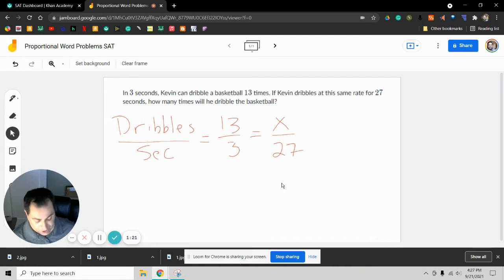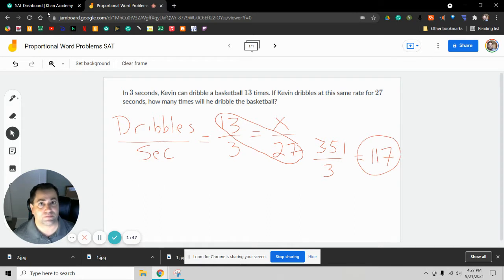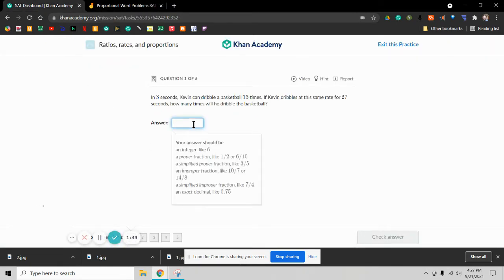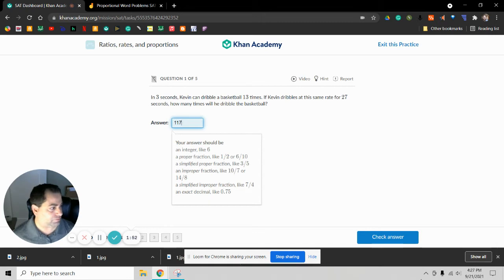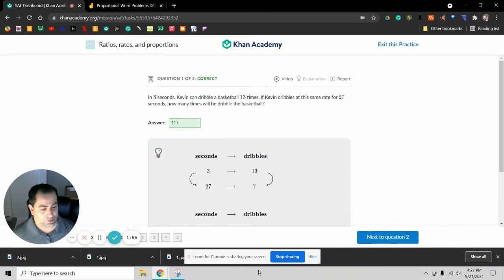So we set up our proportion. We're going to cross multiply where we have two numbers, 27 times 13. 27 times 13 is going to give us 351. And then we divide by the number that we didn't use. We didn't use 3. 351 divided by 3 is 117. Good. Let's try the next question.